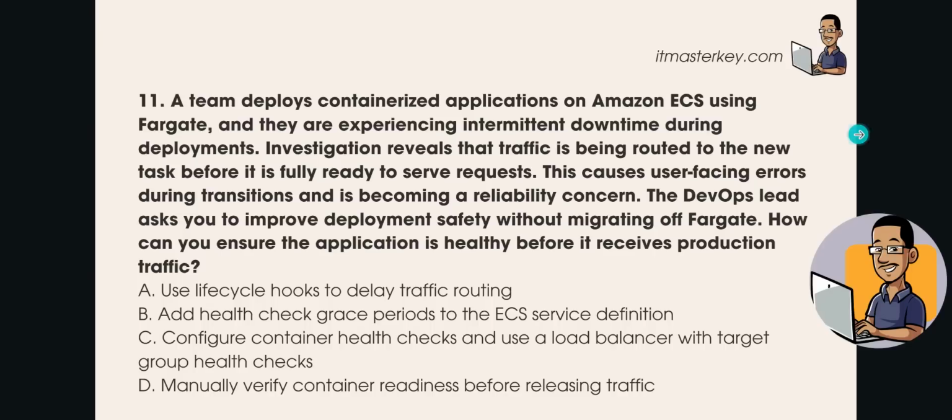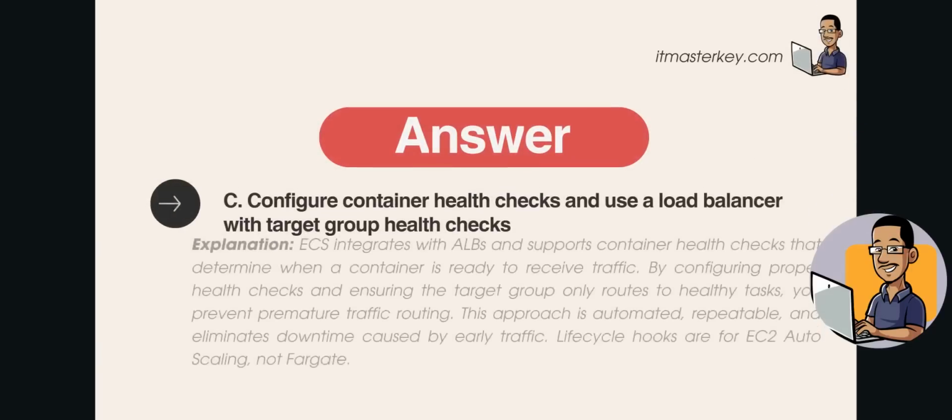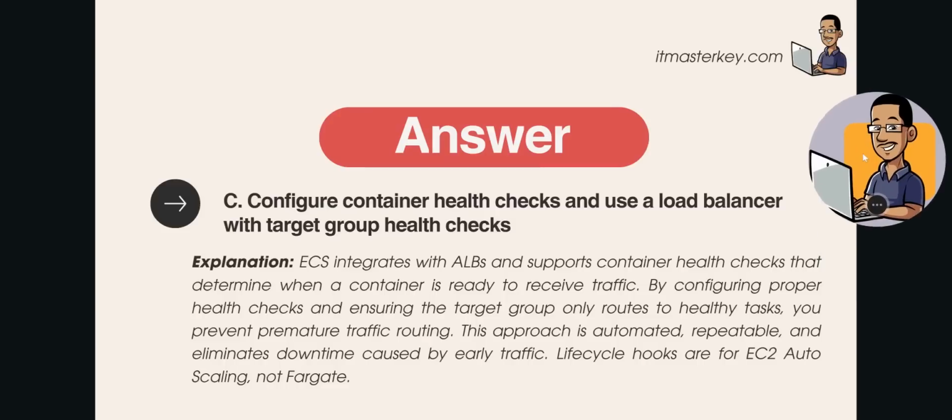All right, so let's see what the answer is. C, configure container health checks and use a load balancer with target group health checks. ECS integrates with ALBs and supports container health checks that determine when a container is ready to receive traffic. By configuring proper health checks and ensuring the target group only routes to a healthy task, you prevent premature traffic routing. This approach is automated, repeatable, and eliminates downtime.